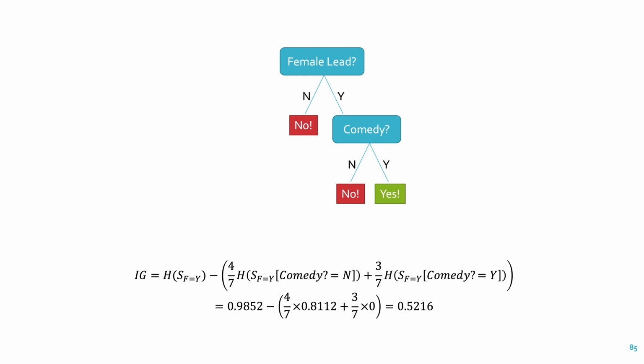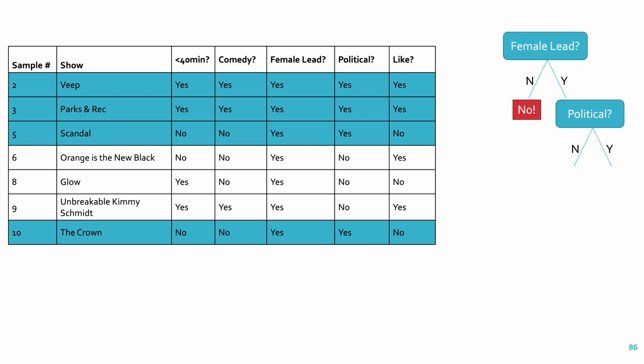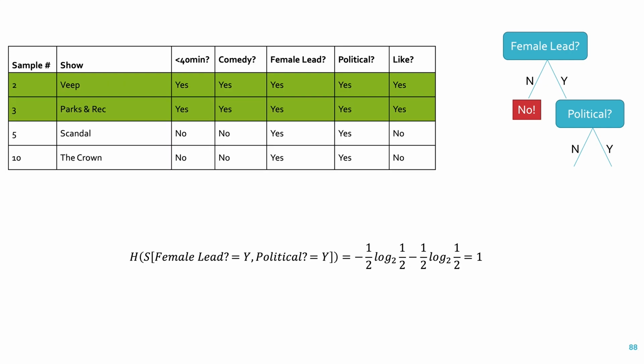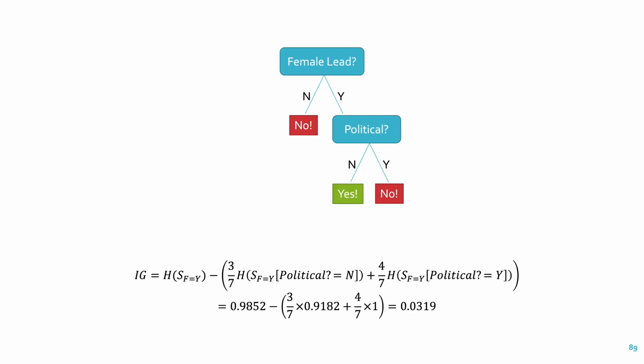If we ask about political instead, there are 4 samples with a value of yes and 3 samples with a value of no for political. If we look at political equals no, we have 2 samples with a label of yes and 1 sample with a label of no. This gives an entropy of 0.9. Now look at political equals yes. We have 2 samples with a label of yes and 2 samples with a label of no. This gives us an entropy value of 1. Calculating information gain, we get a very low value of 0.03. That's because entropy was 1 on the right side and 0.9 on the left side. Pretty high values.